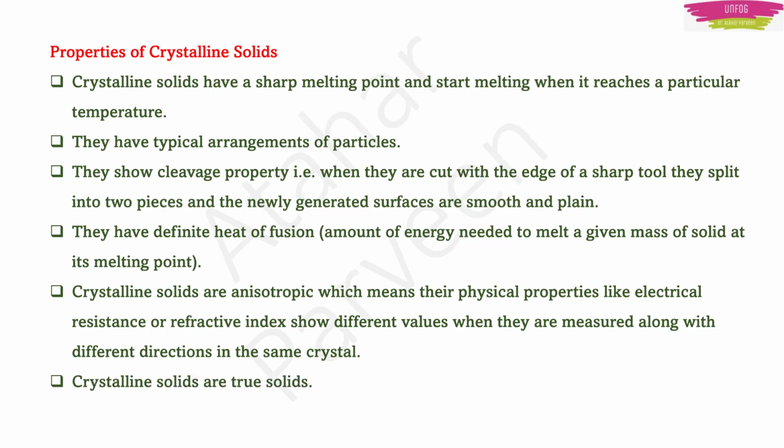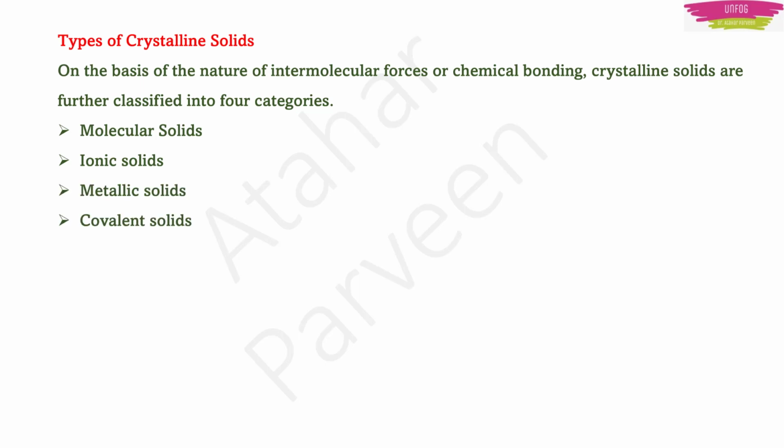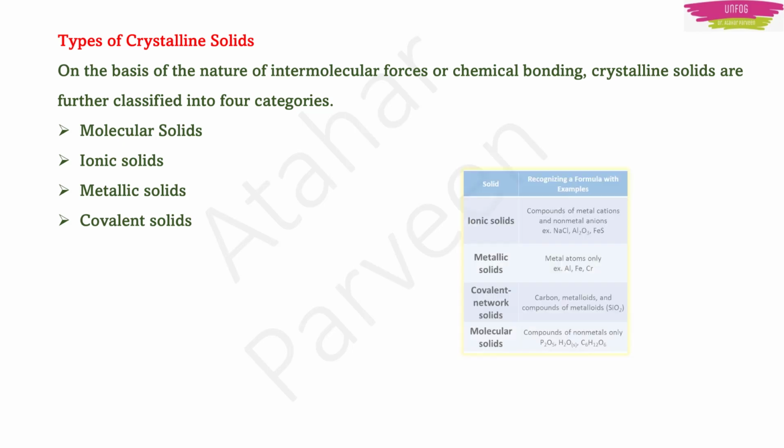And of course, we can say that crystalline solids are true solids. Now, on the basis of the nature of intermolecular forces or the nature of chemical bonding, crystalline solids can be further classified into four categories: molecular solids, ionic solids, metallic solids and covalent solids.